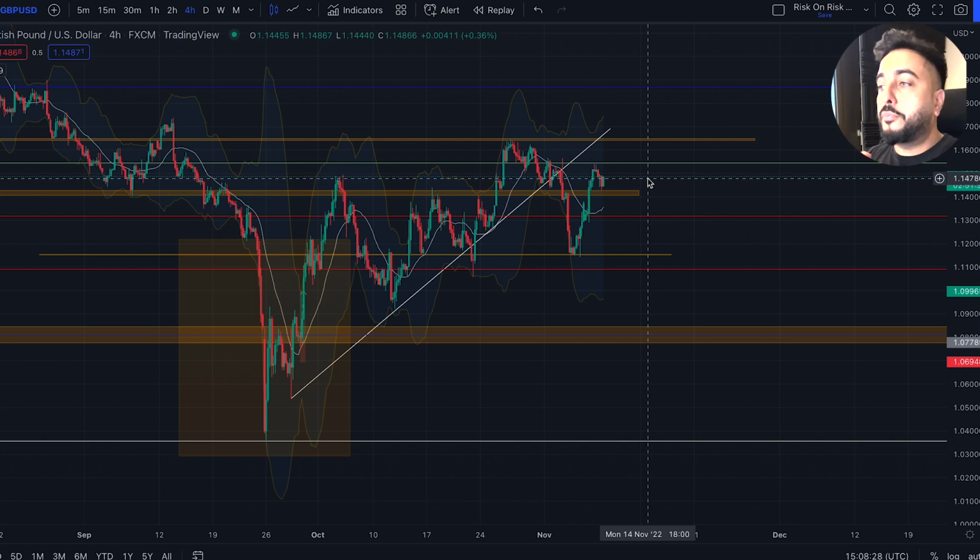But that's a real breakdown, guys, of GBPUSD. A lot of people out there actually don't understand what the market driving factors behind this pair are.